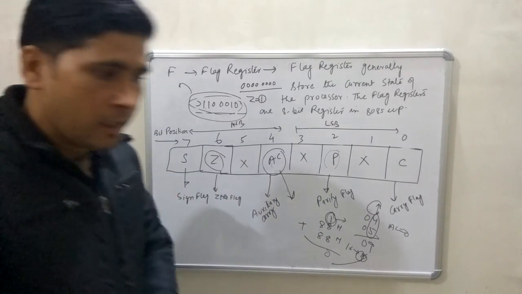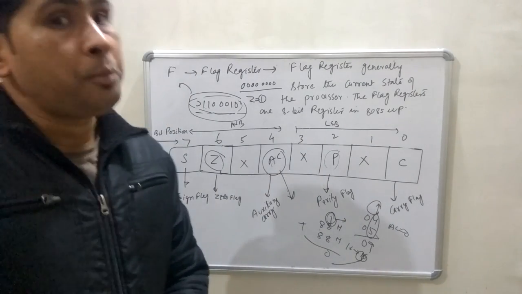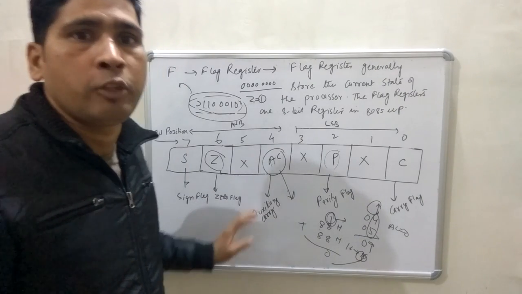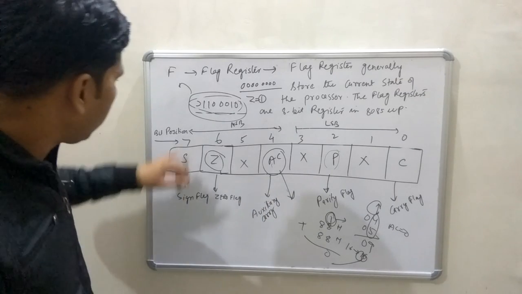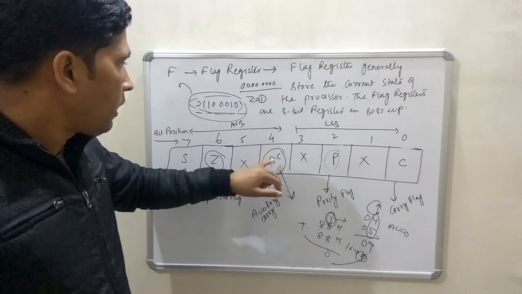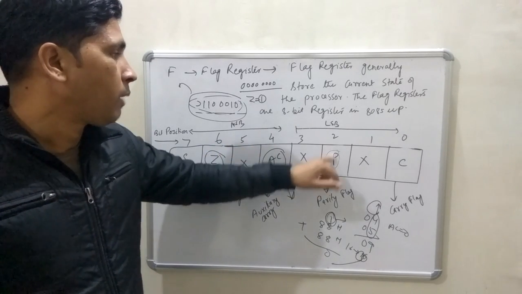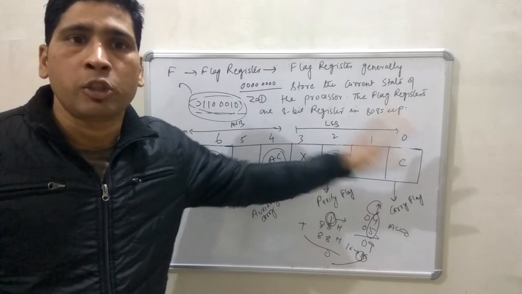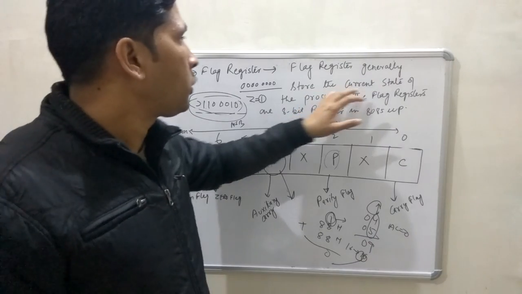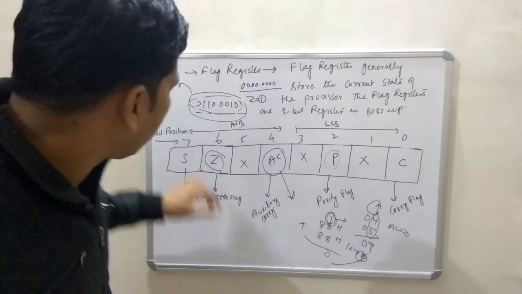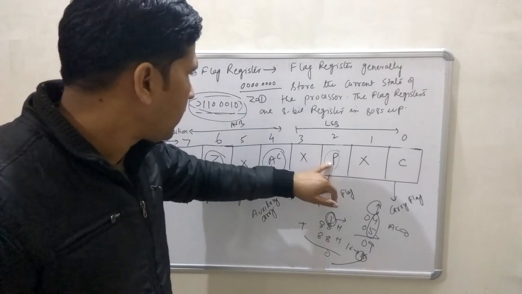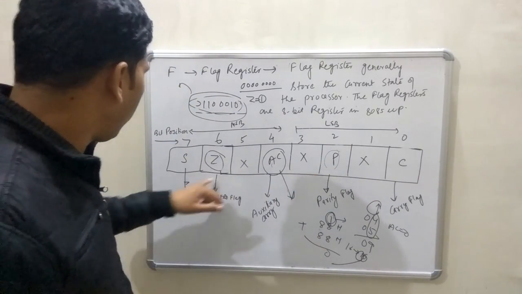Now sign flag. If the output is positive, then sign flag will be set, otherwise it will be reset. This represents the 7th bit position, zero flag represents the 6th bit position, auxiliary carry represents the 4th position, parity flag the 2nd position, and carry flag the 0th. So that is the basic idea of flags. The flags register generally stores the current state of the processor. Mainly 5 flags are used: one is carry flag, second is parity flag, third is auxiliary carry, then zero flag, and sign flag.